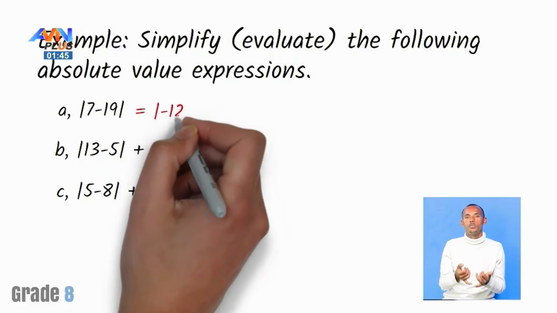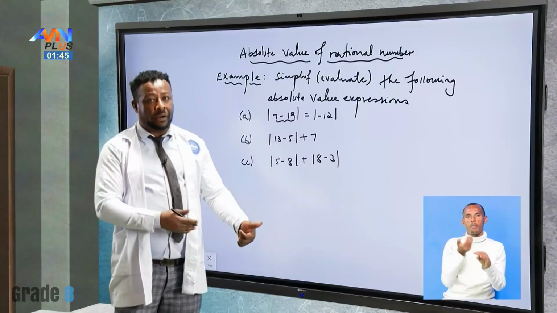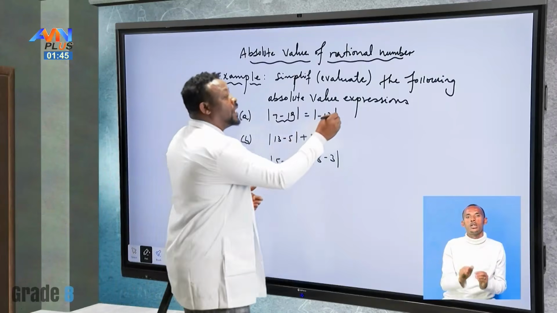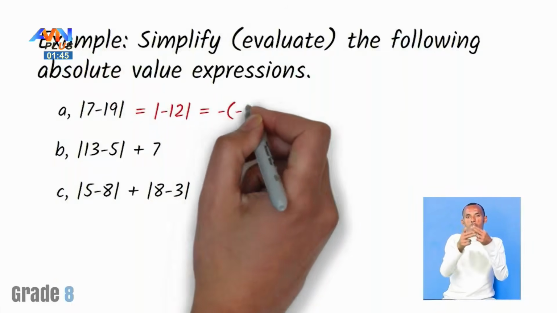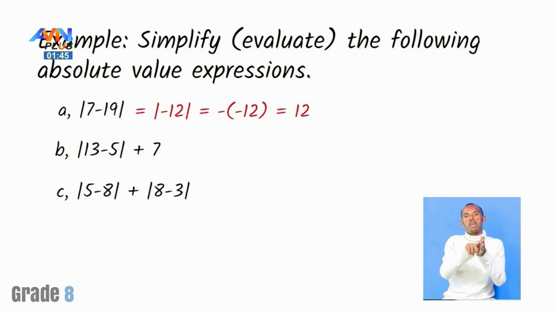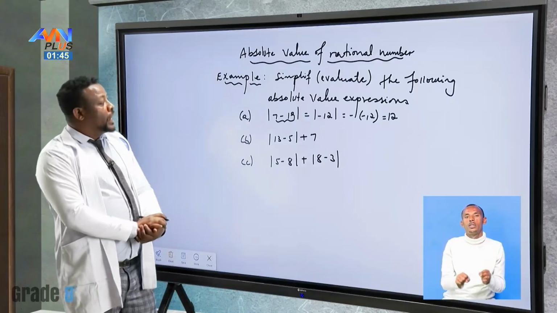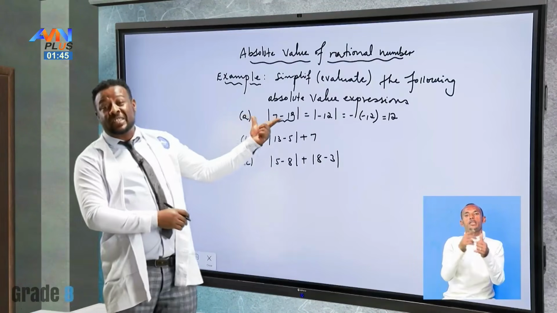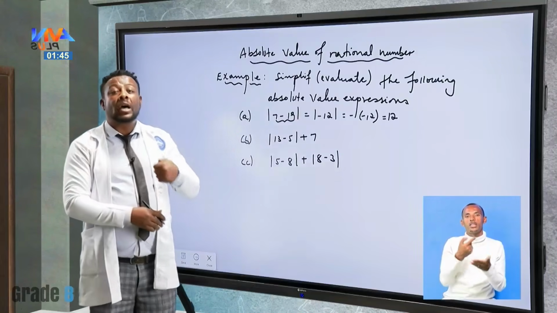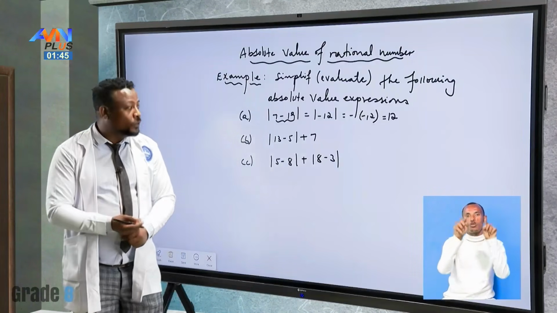So now, based on the definition that we have seen earlier, the absolute value of a negative number will be the negative of minus 12, which is minus times minus, so the result becomes 12, right? Positive. So the absolute value of the first expression in this example gives us 12, right? This is how you evaluate expressions containing absolute value.